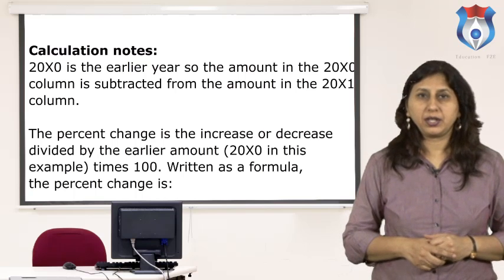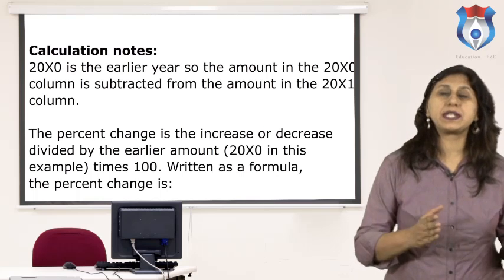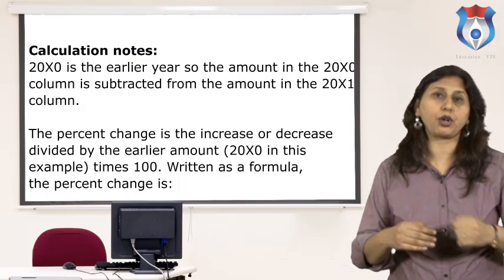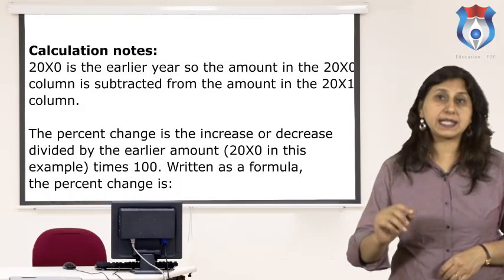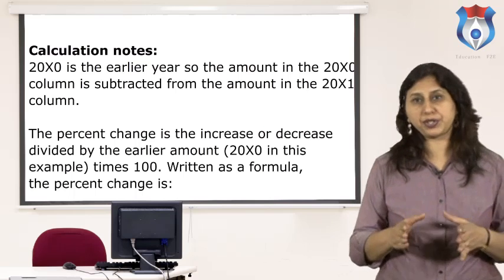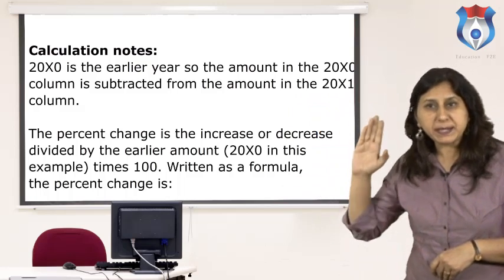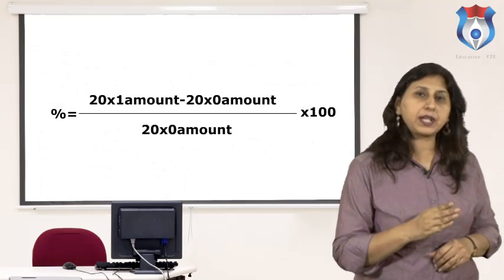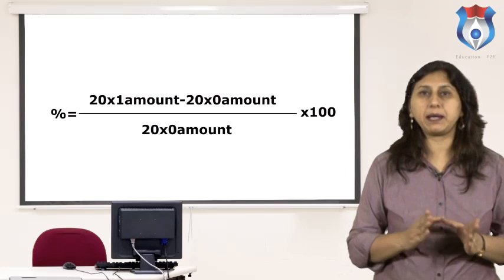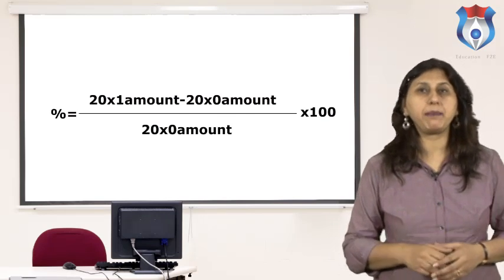Calculation notes. 20X0 is the earlier year, so the amount in the 20X0 column is subtracted from the amount in the 20X1 column. The percent change is the increase or decrease divided by the earlier amount, 20X0 in this example, times 100. Written as a formula, the percent change equals (20X1 amount minus 20X0 amount) multiplied by 100, divided by 20X0 amount.